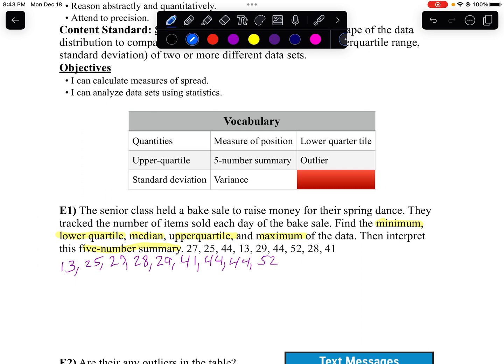So we can start here by listing our minimum. Our minimum is 13. I'm going to go to the bottom and write my maximum because I like to put these in kind of order. So my maximum number is 52.